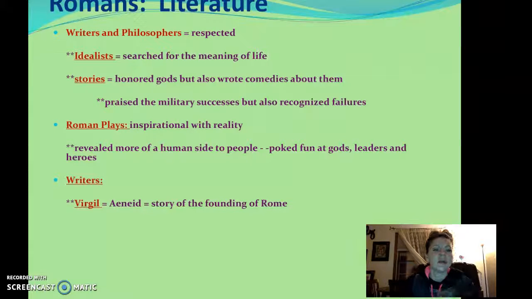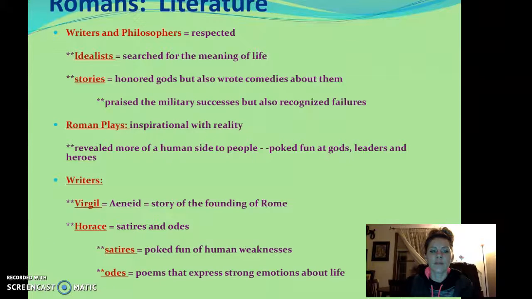If we look at the writers at this time, we have Virgil, which we talked about before. He wrote the story of the Aeneid, which talks about Aeneas, the father of Rome. Horace is a new guy. He specialized in two types of writings, both poems. One's a satire and one is an ode.